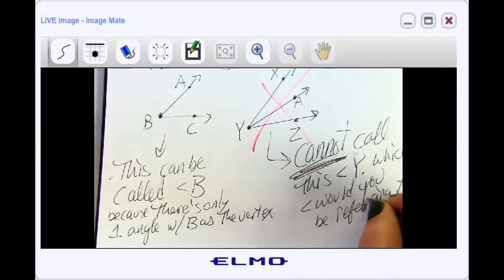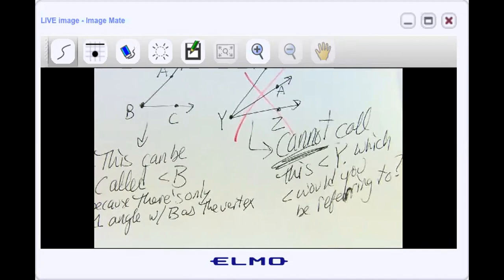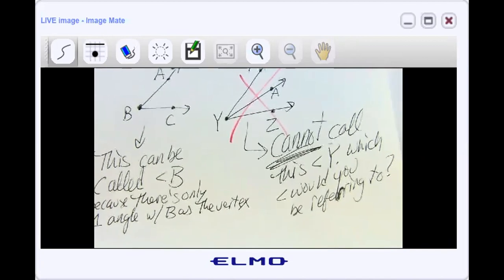So I'm just going to put in here, you can't do that, because what angle is it that you're trying to call angle Y? I don't know. There's too many.